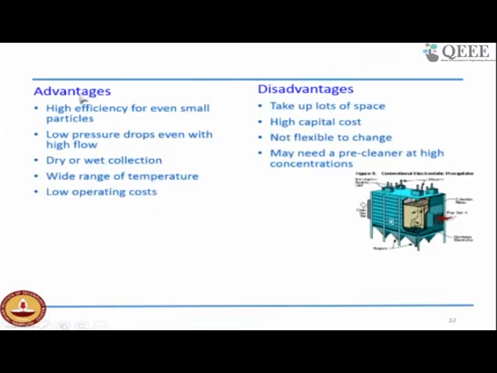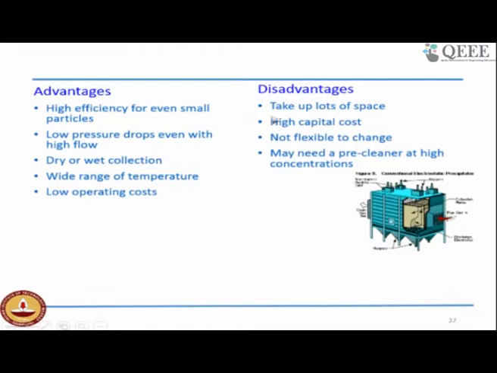Now coming to the advantages of the electrostatic precipitator: it has high efficiency, and even small particles can be removed. That is why electrostatic precipitators are used in most industries. Even in some indoor air pollution control, electrostatic precipitators are also used. Low pressure drop, it is possible to do dry or wet collection, wide range of temperature, and low operating cost.